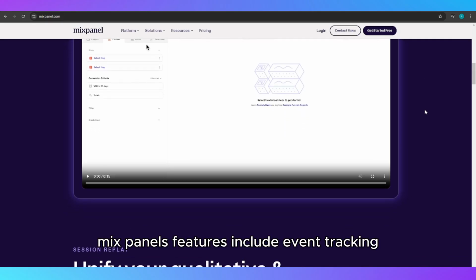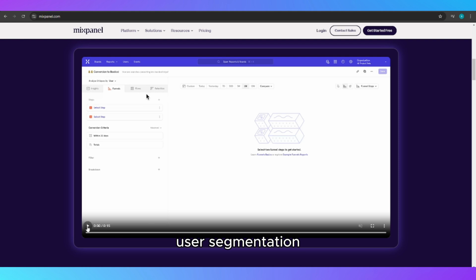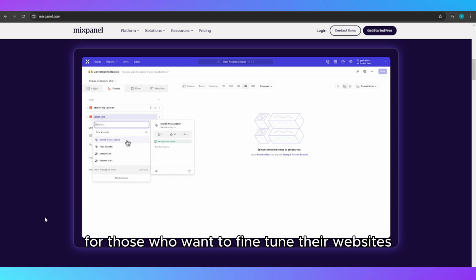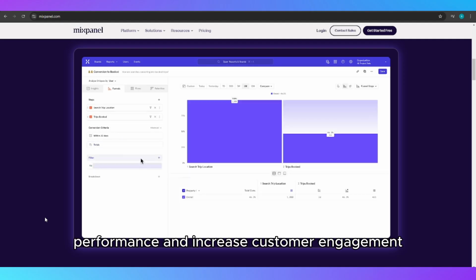Mixpanel's features include event tracking, user segmentation, funnel analysis, and retention analysis, making it perfect for those who want to fine-tune their website's performance and increase customer engagement.